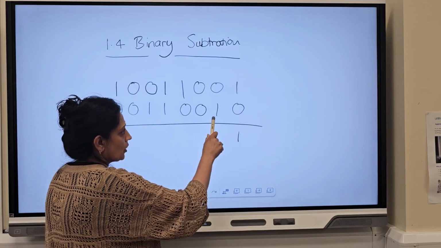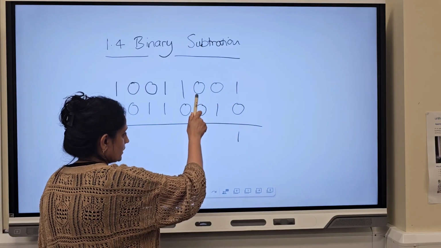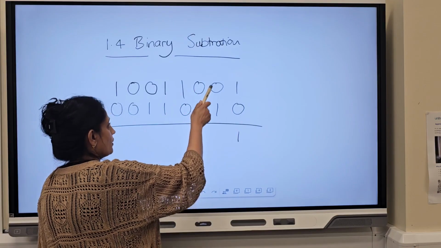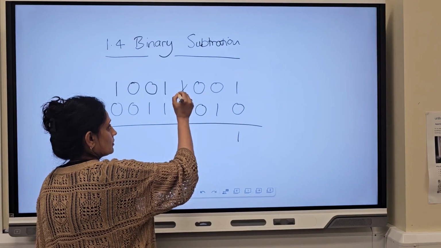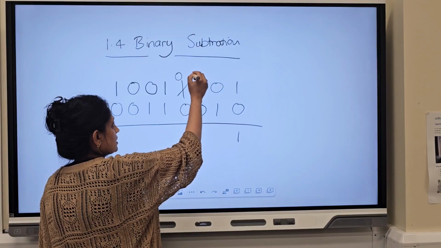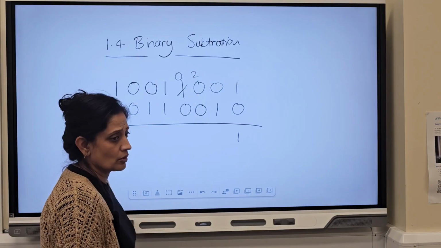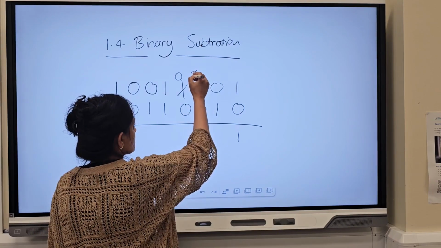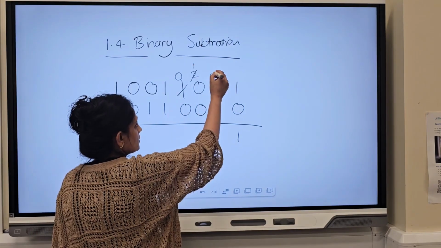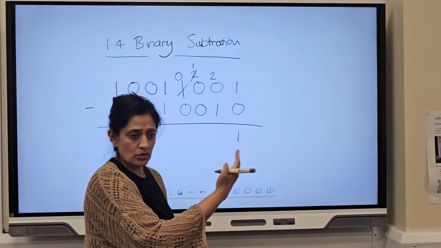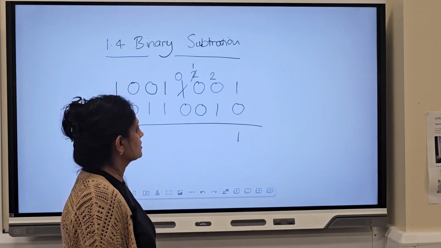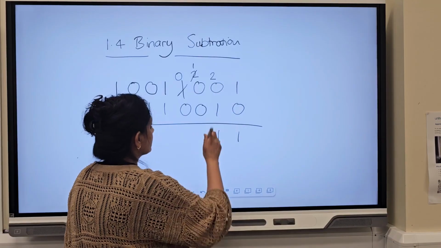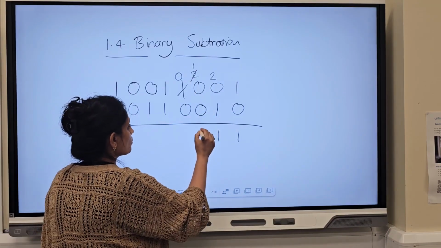0 take away 1 you can't do, so you go to the column on the left. There's nothing to borrow, so you go further to the left. Cross that out, that becomes 0, and you bring the 2 over again because it's base 2. And now we're going to borrow from here, so the 2 becomes a 1. And when it comes over towards the right-hand column, it's base 2, so it's worth 2. 2 take away 1 is 1. 1 take away 0 is 1.